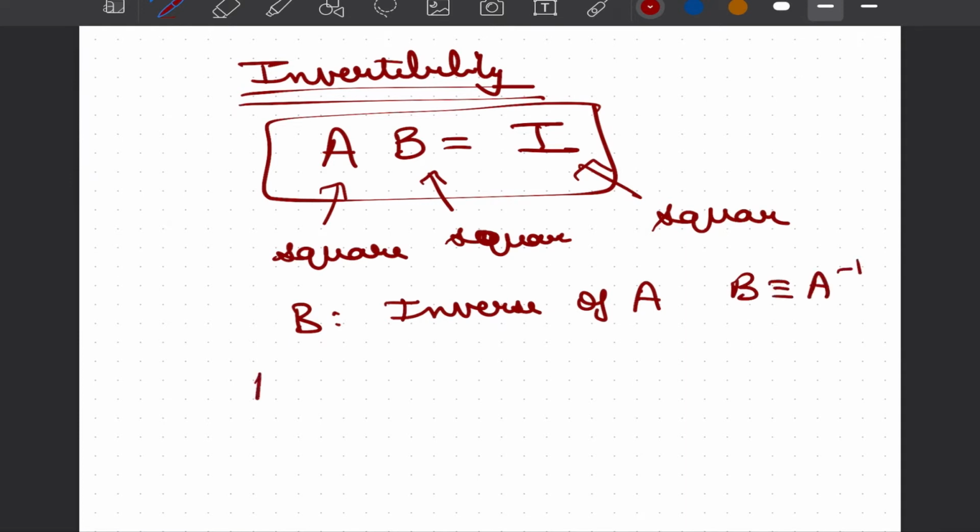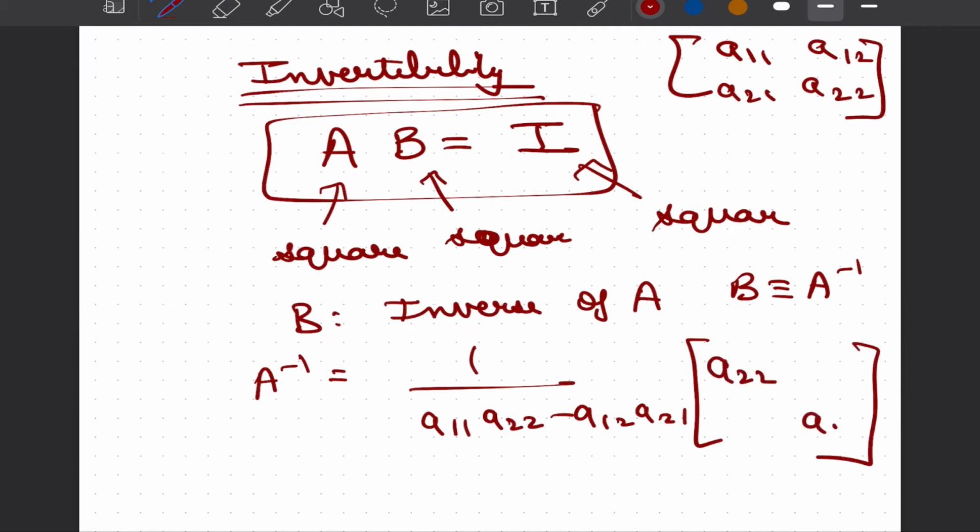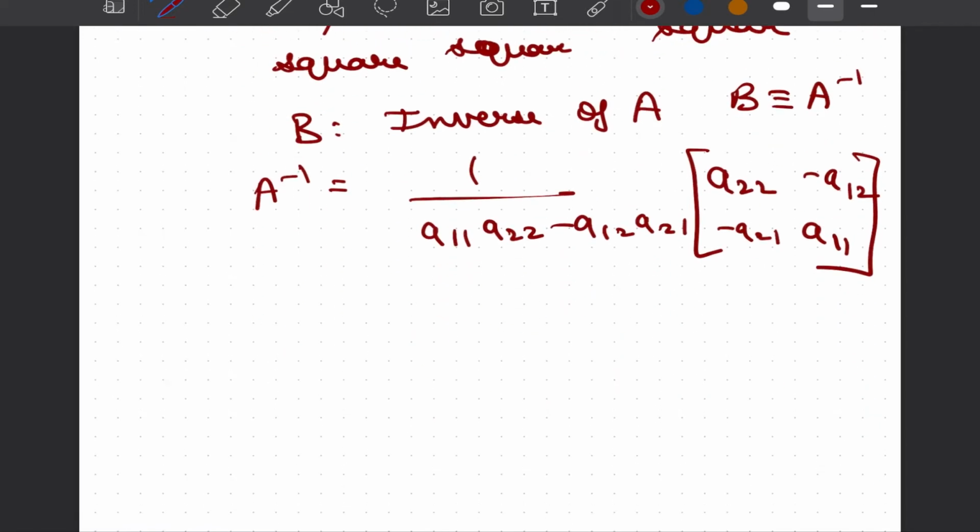Now A inverse can be calculated as follows. Again, let us stick to our two-dimensional, or 2 cross 2, matrix, where we say this is A11, A22, A12 and A21. We say that A inverse is given as 1 over A11 A22 minus A12 A21, and here these two diagonal elements will change their position, becoming A22 and A11, and the off-diagonal elements will change their sign, becoming minus A12 and minus A21.